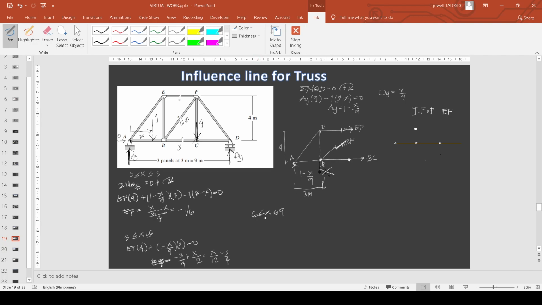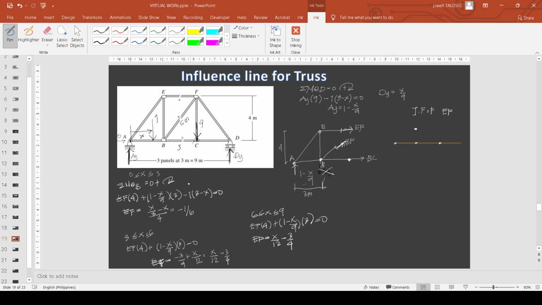summation moment pa rin at this point. So, using this left, ganun pa rin ang mangyayari. So, EF times 4 pa rin plus 1 minus x over 9 times 3. Okay? So, ito yan, no? So, is equal to 0. So, ang EF natin ngayon is equal to x over 12 minus 3 over 4. Okay? Using this formula, we can now solve for the influence line for EF.